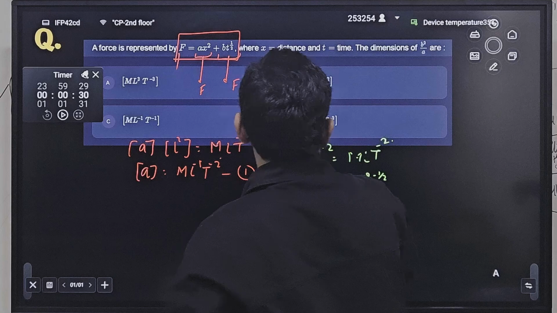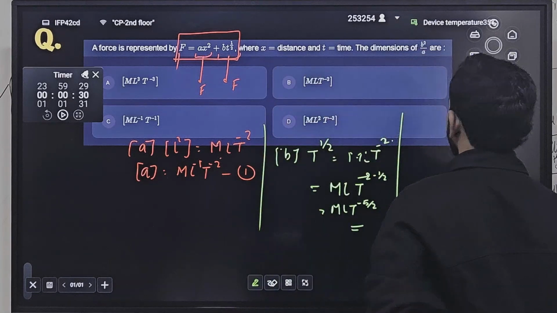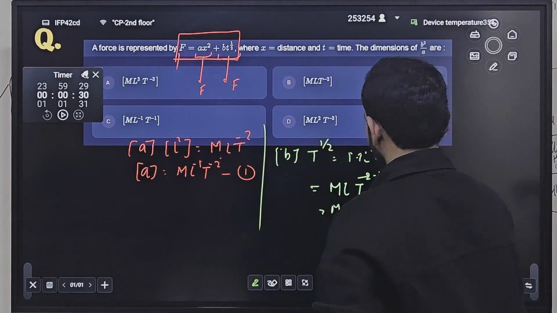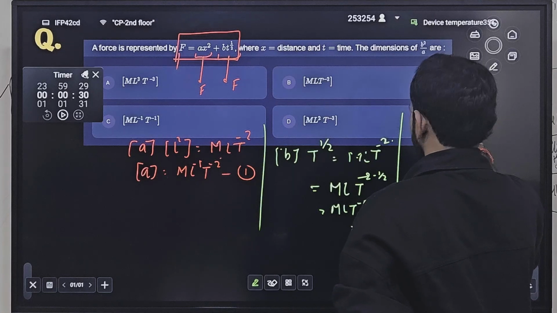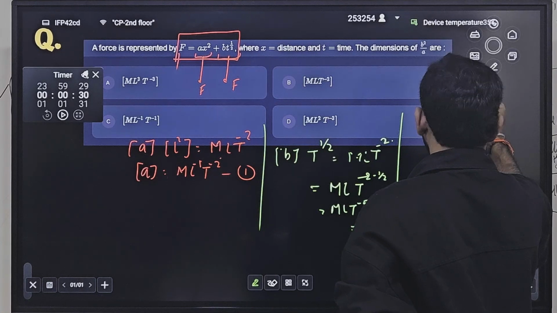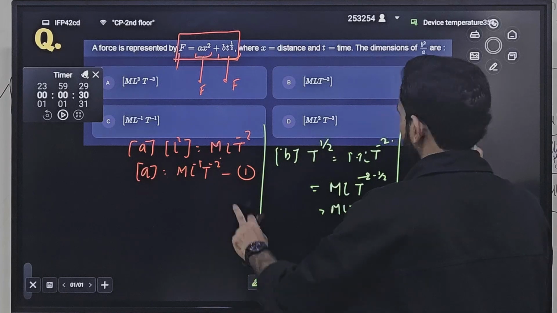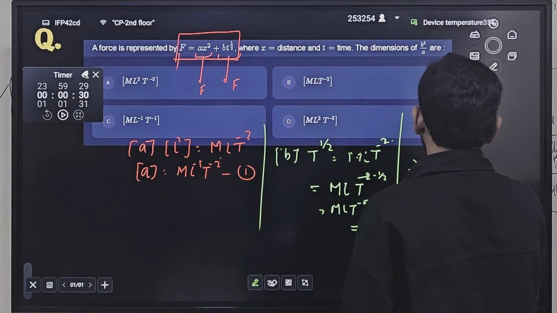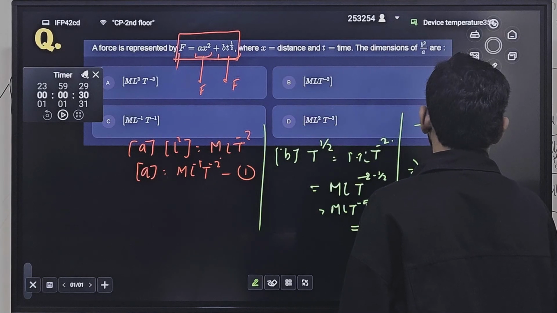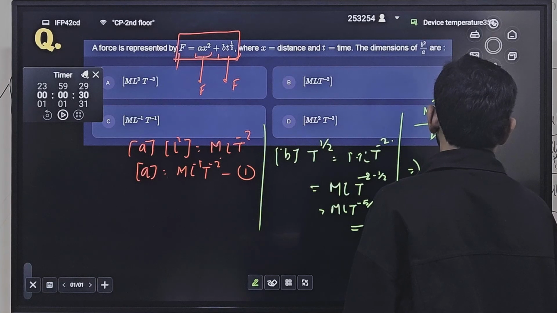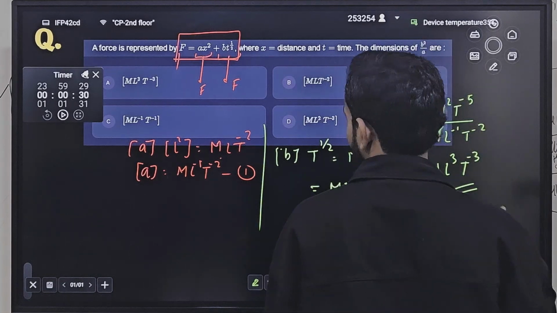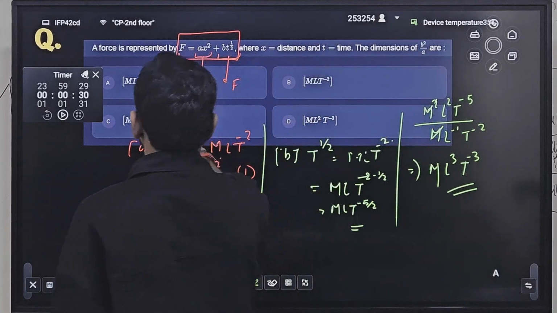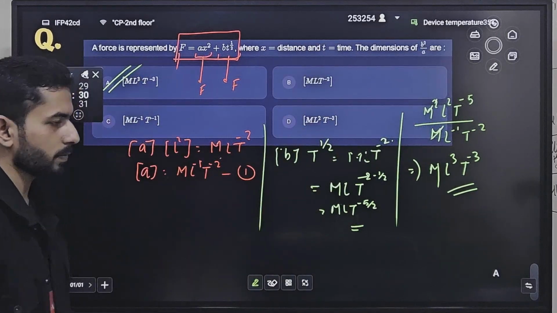Now what you have to do? You have to take a ratio of b square divided by a. This is the dimension of b square. B square will become M square L square T power minus 5, divided by a, which is M L minus 1 T minus 2. So what is the net result? I can say M square will be cancelled. It will remain M L cube T power minus 3. Which option is correct? This option is correct.